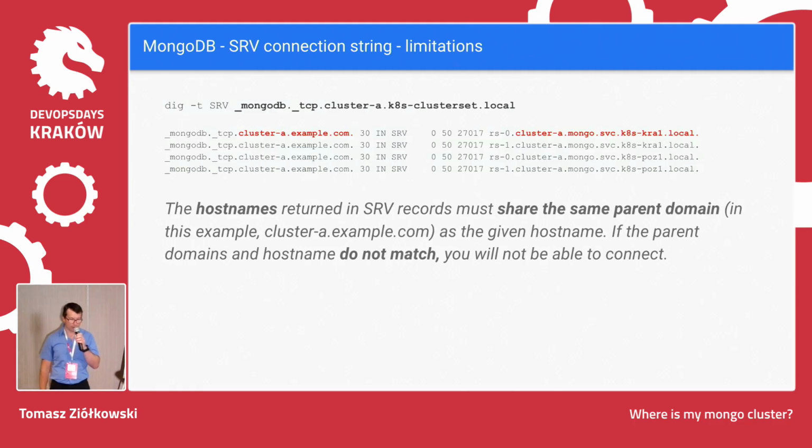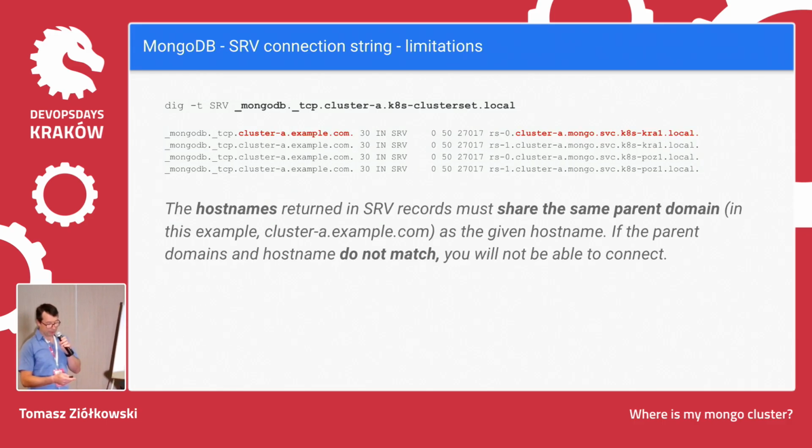So let's try to prepare such records to be able to connect from the MongoDB driver to the cluster. The simplest way is to add a new record, cluster A Kubernetes cluster set local, and point these records to the original host names that are provided by the Kubernetes headless service. But it turned out that such a solution will not work, at least with MongoDB.